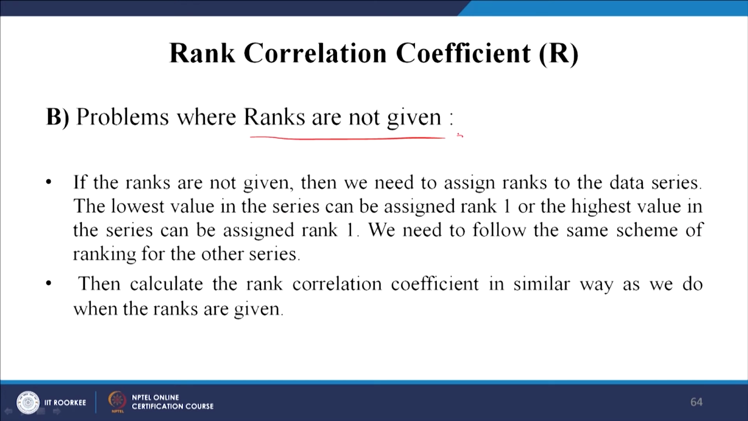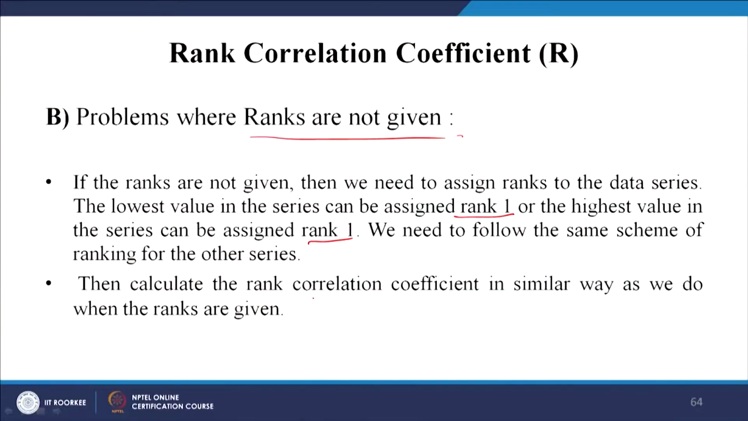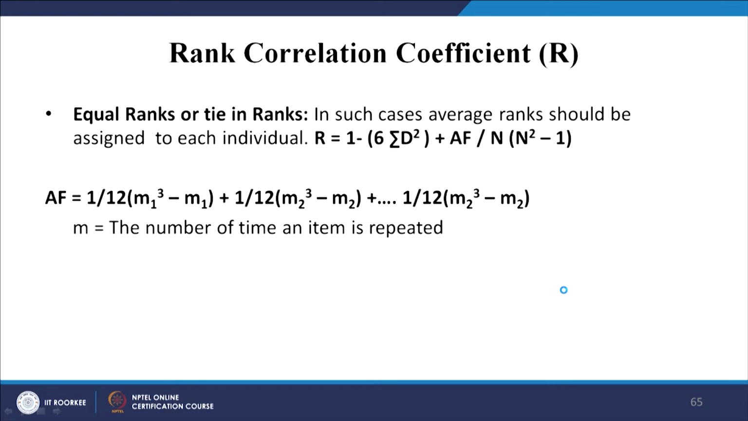Now, problems where ranks are not given to you. If the ranks are not given, then we need to assign ranks, maybe by the number or the score of somebody or something, right. The lowest value will be ranked 1 or the highest value can be ranked 1, whatever order you want to take. We need to follow the same scheme of ranking for the other series also. Suppose there are two variables, 1 and 2. If you are using ascending order for one, please use ascending order for the other one also. If you are using descending, use descending for both. Then calculate the rank correlation coefficient. Okay. So, this is the formula, right.